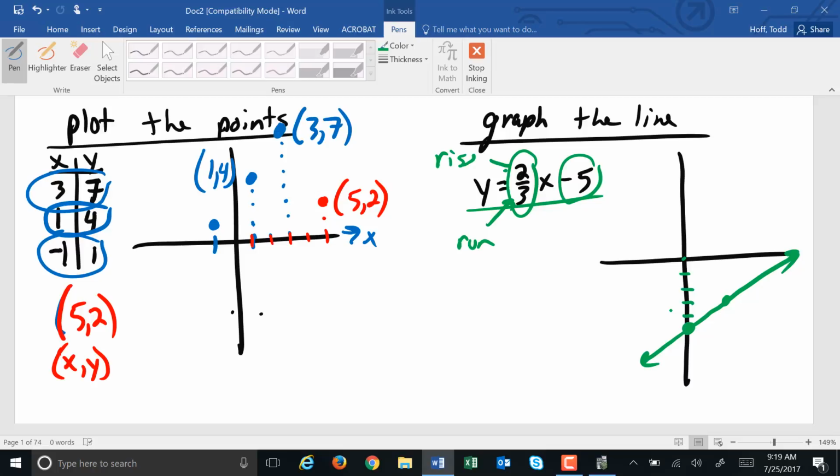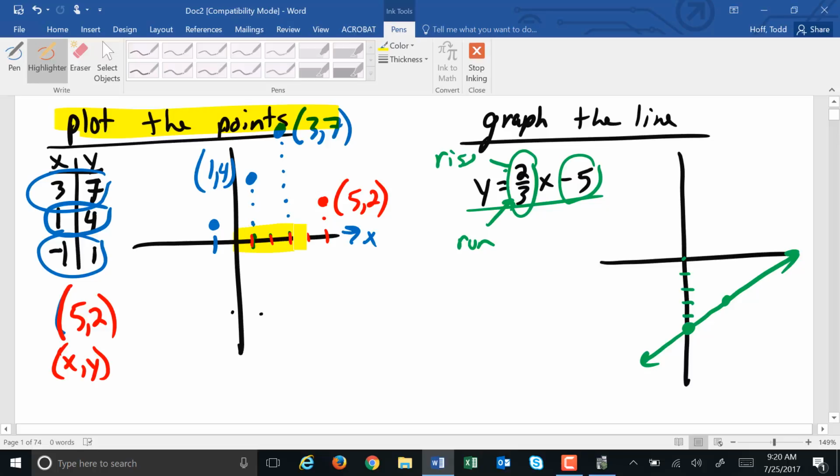That's the part that is very, very confusing about this. If you are just plotting points, yes, the horizontal comes first and then the vertical. But if you are graphing, first of all, the y-intercept tells you to move up or down first. And then the slope tells you that from that point, you go up and then over to get to your other point.